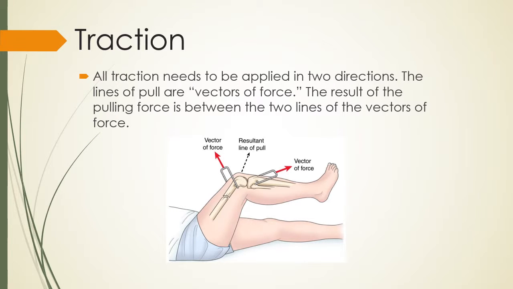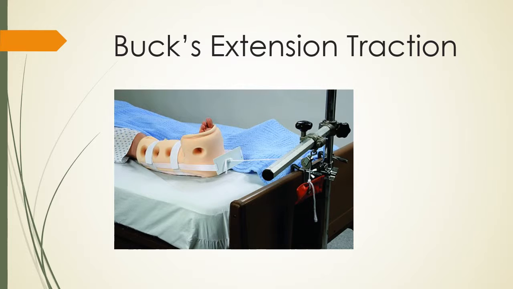Here it really shows you about the vectors of force and the lines of pull, and creating where we put the traction where we want the resultant line of pull to be. This is classic skeletal traction. I'm also going to show you skin traction or Buck's traction, which is with a boot, and that literally just pulls the leg down and separates. Likely a femur fracture is what we would use it most commonly for. Here's a picture of that.